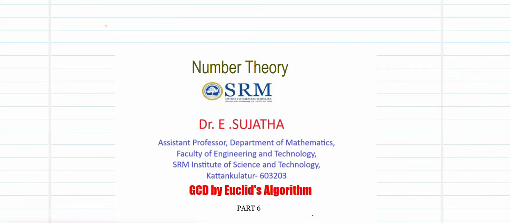Hello friends, welcome to the sixth video on number theory. This video will talk about how to find the GCD of any two given integers using Euclid's algorithm. So first we will see what is meant by a GCD and how we can apply the algorithm of Euclid to find what is going to be the GCD of any two integers.